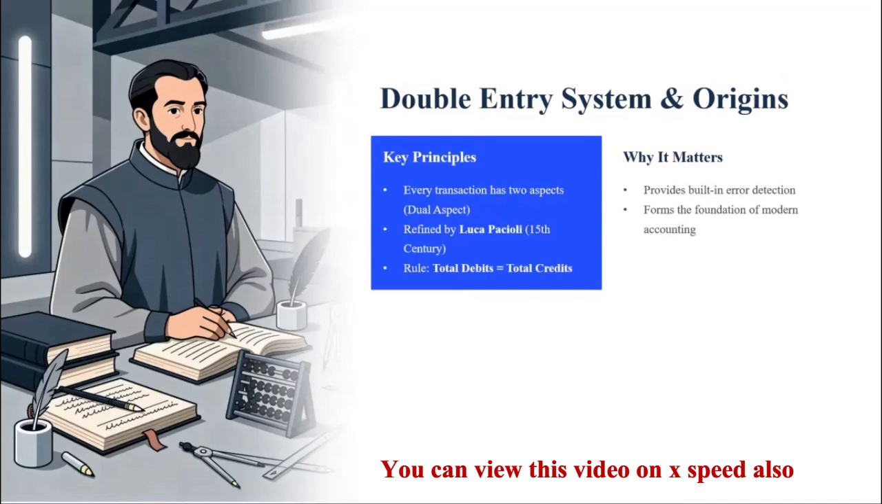Theoretical question: why is it so vital that debits equal credits? The answer is that this balance acts as a built-in error detection mechanism. If the totals do not match the other side, we know immediately that a bookkeeping error has occurred.